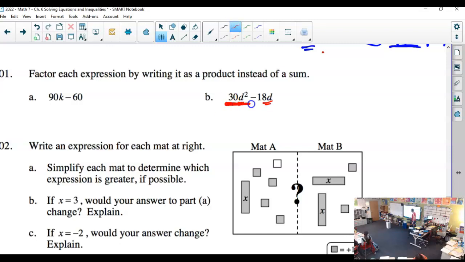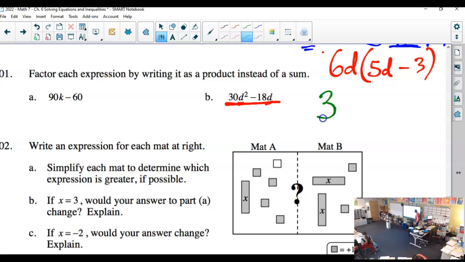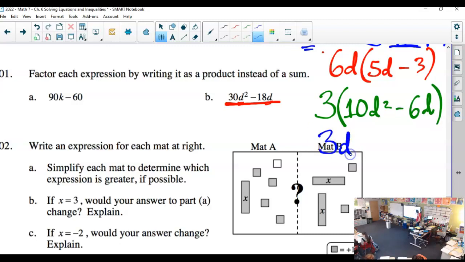So remember, what you're asking is what can I divide both sides by? The answer key had 6D times 5D minus 3. And Farah just asked, could it also be, I'm going to write in a different color, 3 times 10D squared minus 6D. This could also work. Or if I take the D with the 3, which is nicer, then I would just have 10D minus 6, because the D is no longer here.